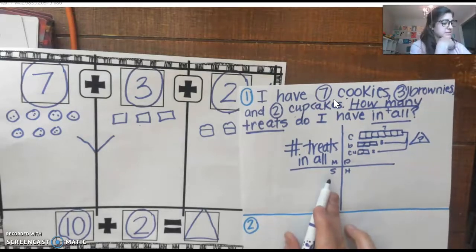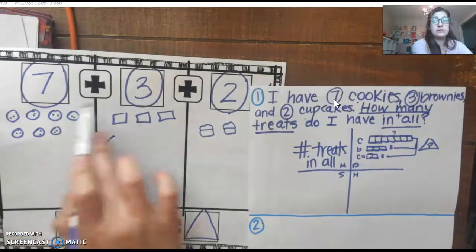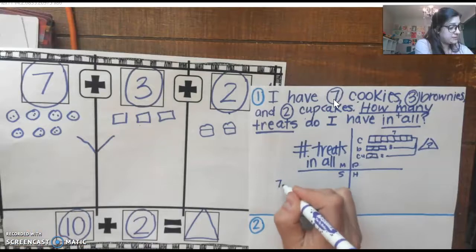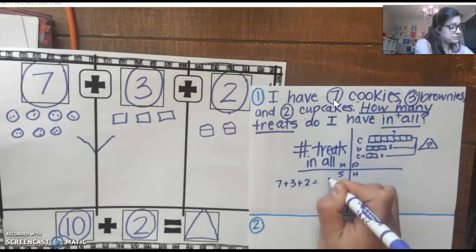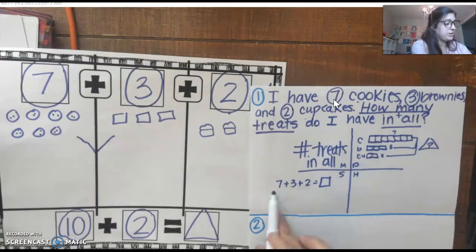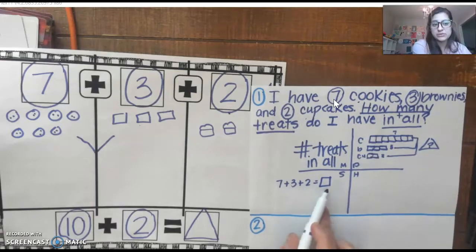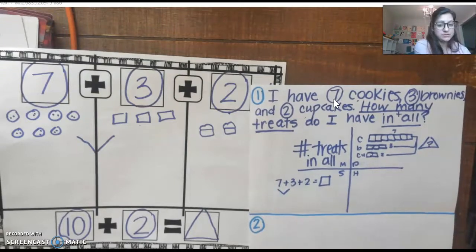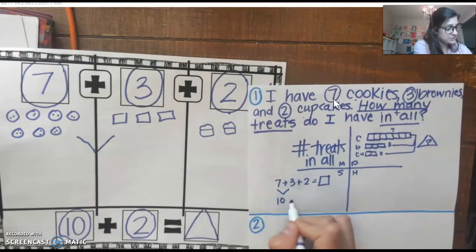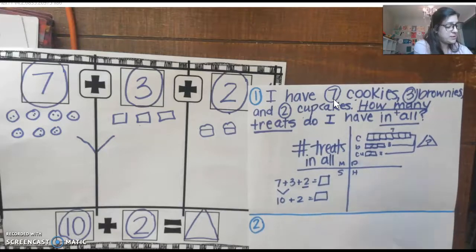My number sentence, I'm going to go ahead and write it like it is here. 7 plus 3 plus 2 equals box. Part plus part plus part equals whole. We're going to put that 10 together first. So let's do that. Bring it down. 10 plus 2 equals box.